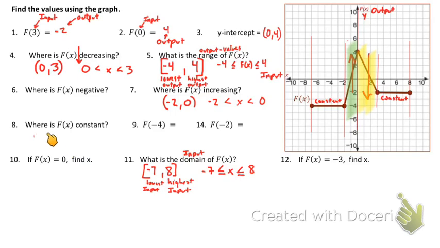Number 8, I'll let you do. Okay? There's going to be 2 answers for number 8. When is my graph constant? If you want to do it, and then check it, but you do that on your own time. We're going to jump into this, negative. When is my graph negative?